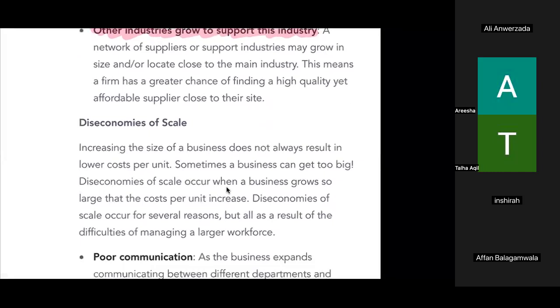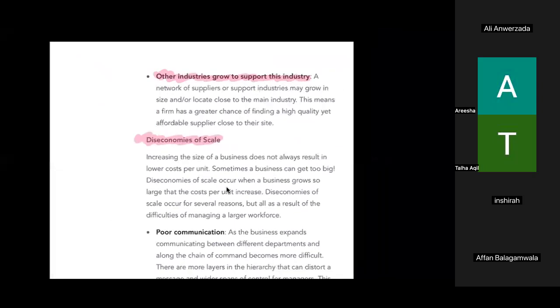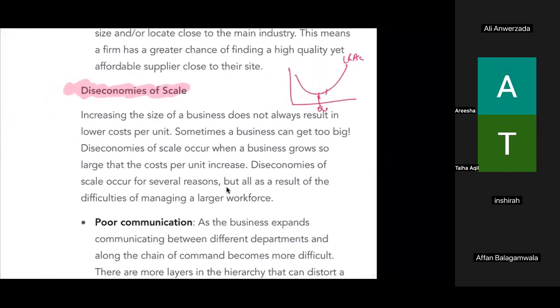Sometimes, guys, there's also what we call diseconomies of scale. Diseconomies of scale is the idea that sometimes when you increase the size of your operation, long run average cost also goes up. Like if I draw my LRAC curve, there could be a possibility that LRAC starts to rise after a particular point. And so rising LRAC is called diseconomies of scale.